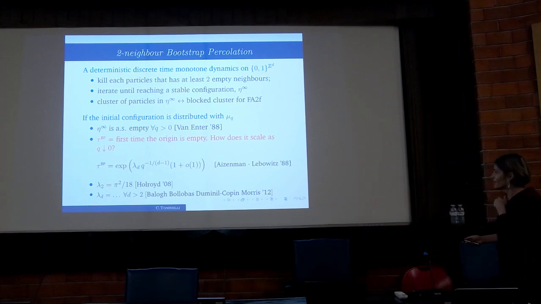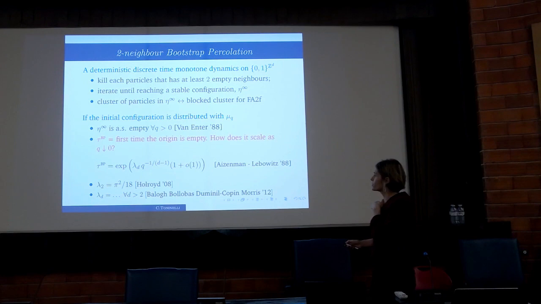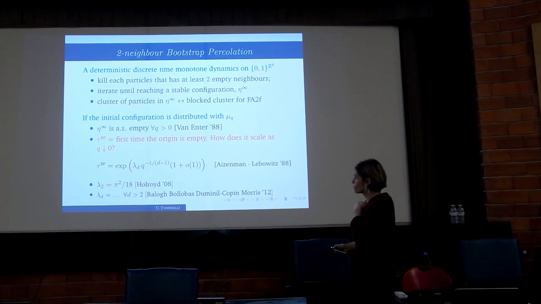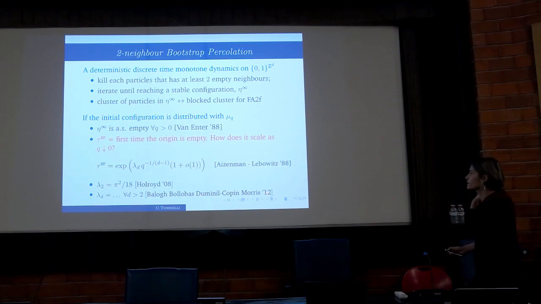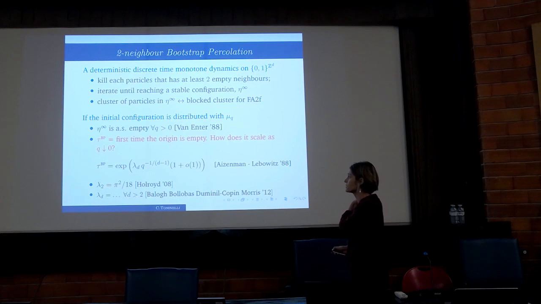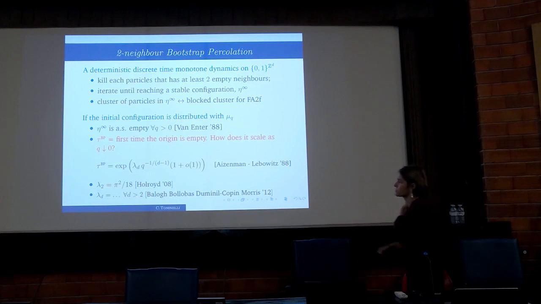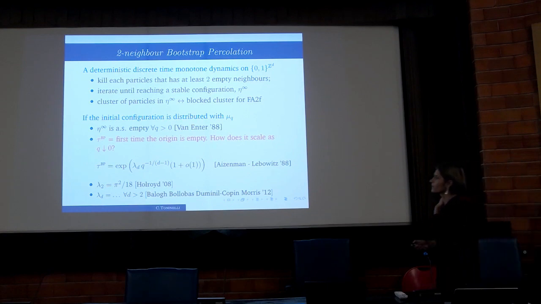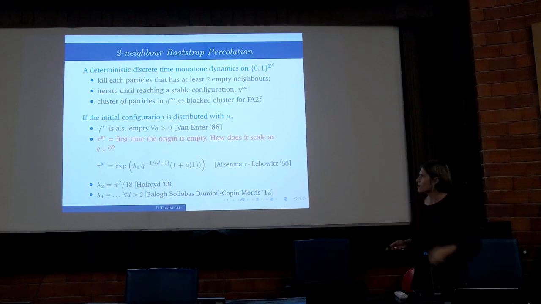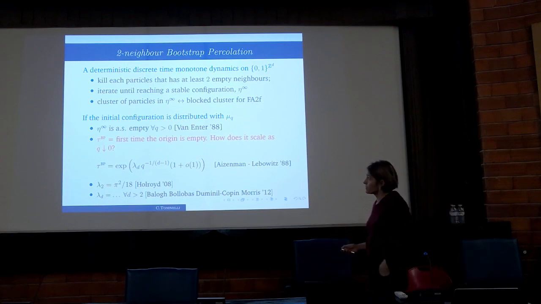Later on, 20 years later, Holroyd could prove, since they just had the upper and lower bounds, that there is a sharp constant here. It was not even clear that there would be a sharp constant, and he also proved the value of this constant, pi squared over 18. And later on, Balogh, Bollobás, Duminil-Copin, and Morris extended this result to any other dimension. I didn't write the expression because it's just a horrible integral, but they found the sharp value of the constant in any dimension.